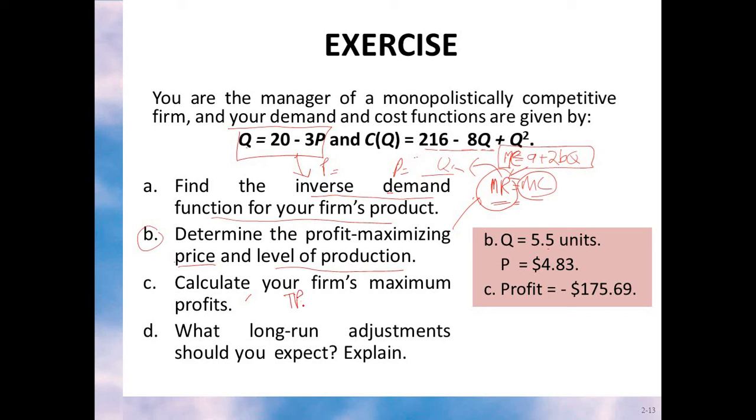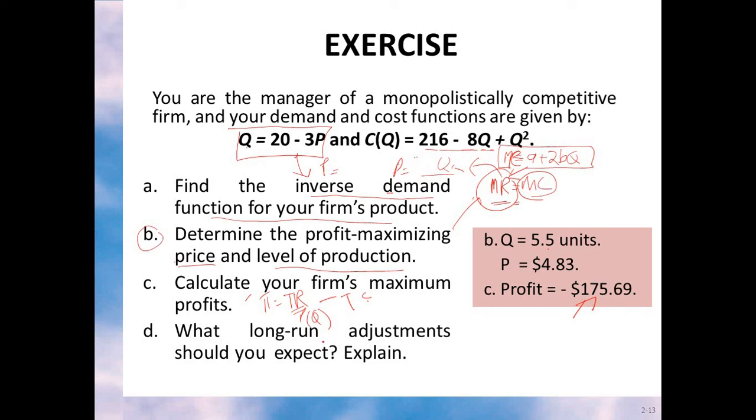The same formula: profit equal to TR minus TC. So TR is P multiplied by Q, and for TC we use the cost function, substituting the Q that we have obtained in part B. Then you should get this answer, negative 175.